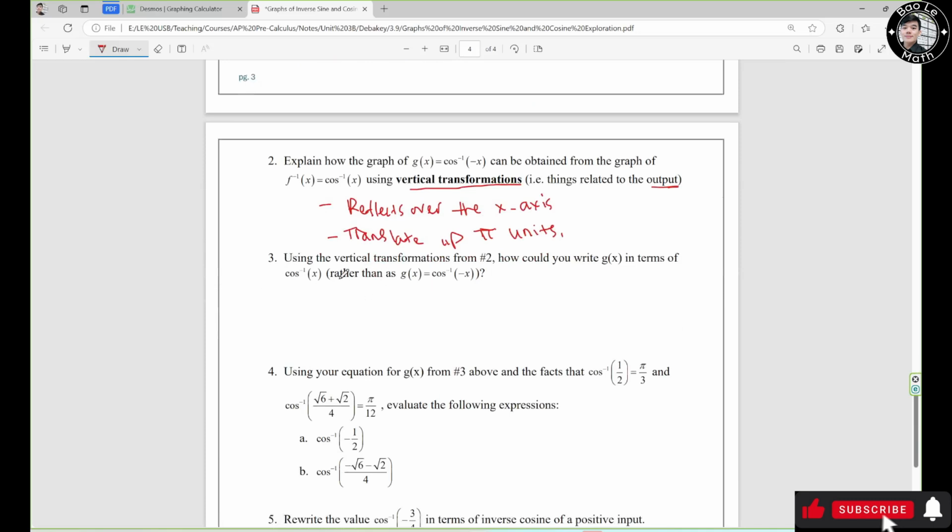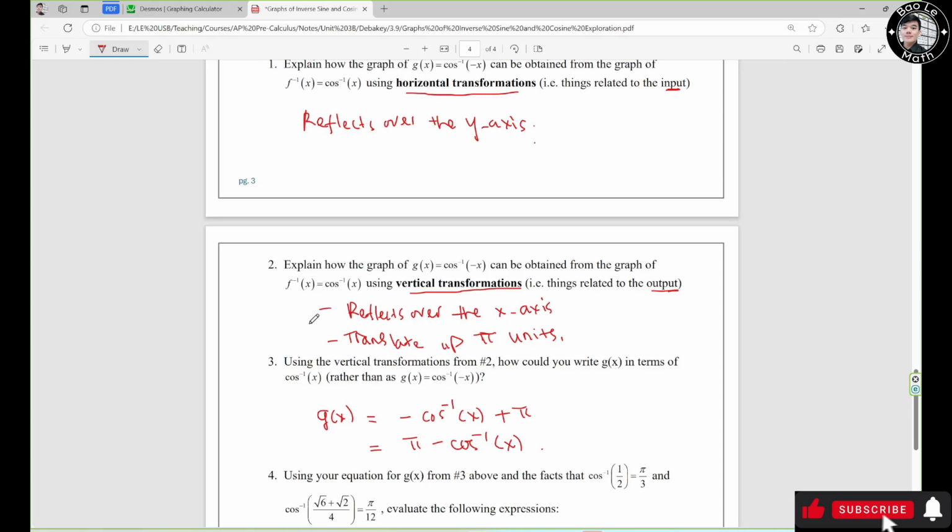Now, using the vertical transformation from number 2, how could you write the function g of s in terms of cosine inverse of s rather than g of s equals cosine inverse of negative s? So you just write g of s equals negative cosine inverse of s plus pi. Or you can write pi minus cosine inverse of s.